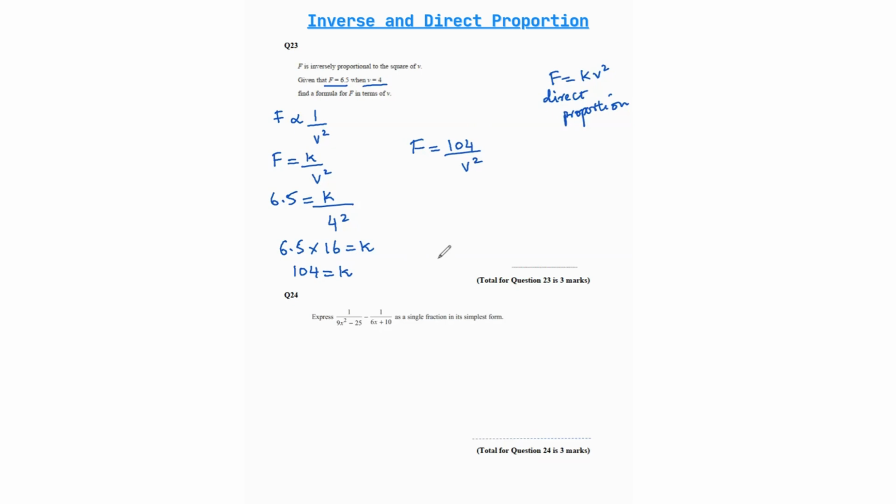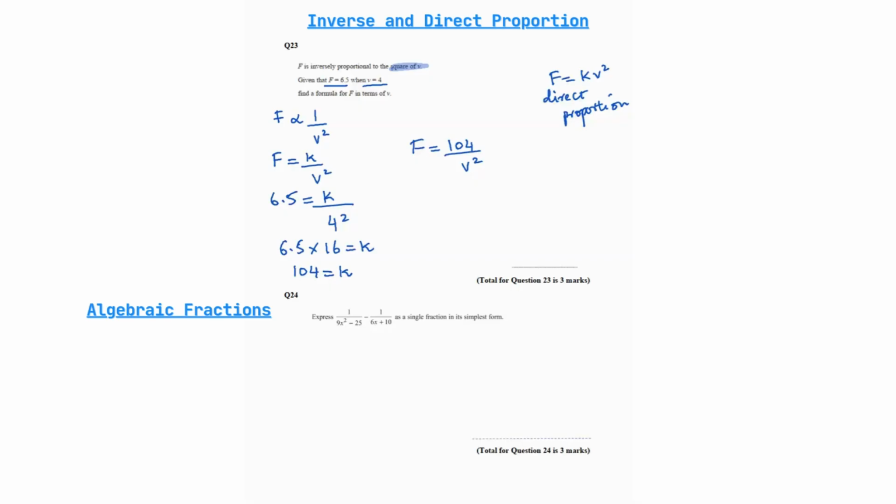So the main thing you need to remember is the distinction between inverse and direct proportion. In inverse, it's k divided by the other variable, whereas in direct, it's k times the other variable. And like I said, focus on the keywords in the question. Here it said square of v. Most kids would have ignored the square and just done f equals k over v. The square is very important. If you don't put that, you're not going to score full marks. And these are easy marks, so we cannot mess this up.